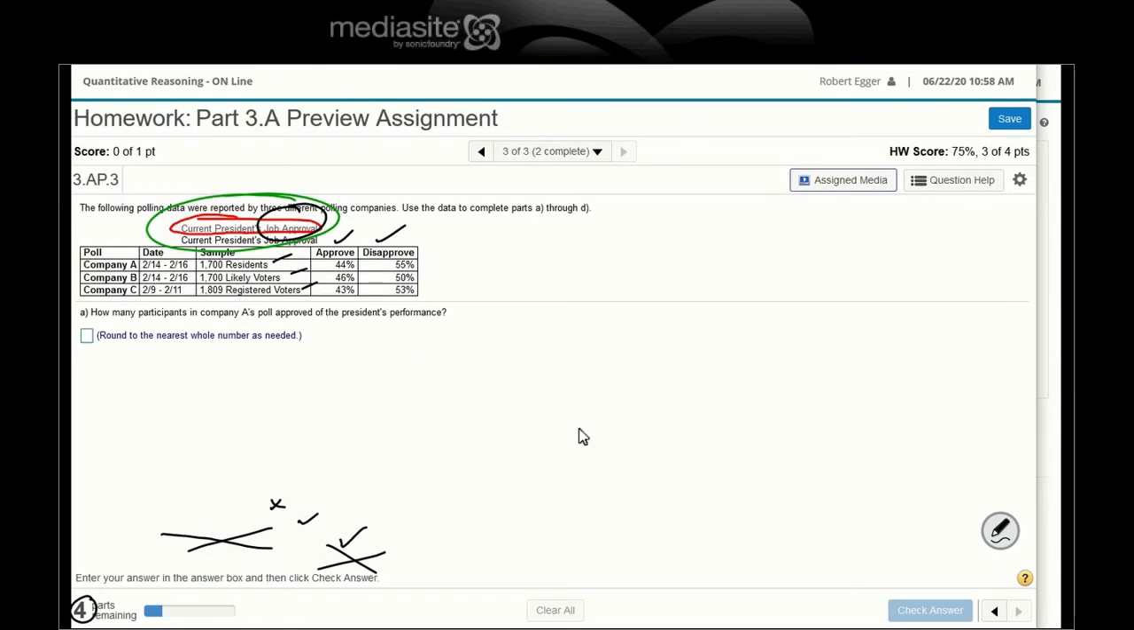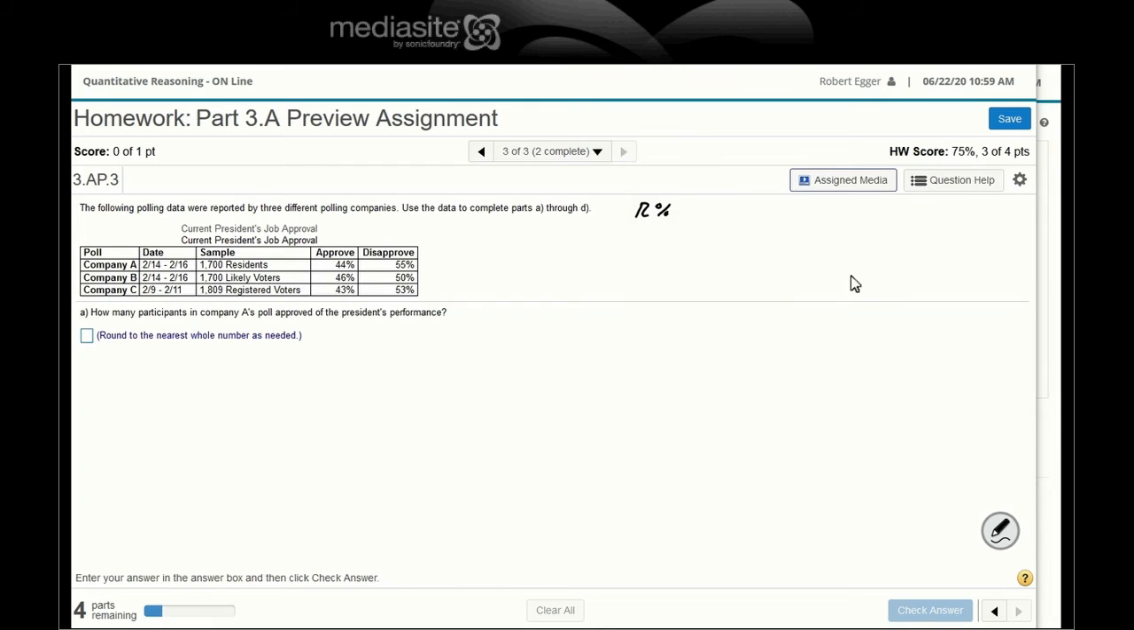Outstanding. Let's see if this works. There we go. Much quicker. Ooh, 4 parts in this one. Looks like now we're going to do a lot of percentages here. The equation to use.